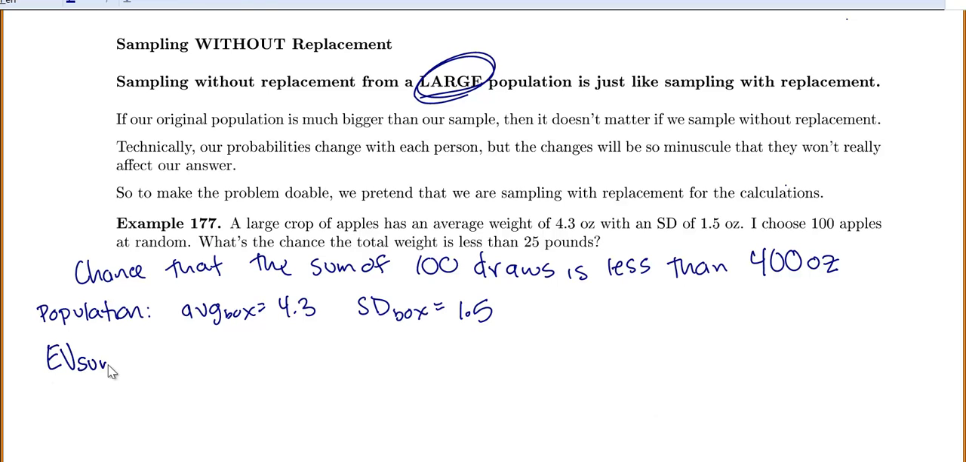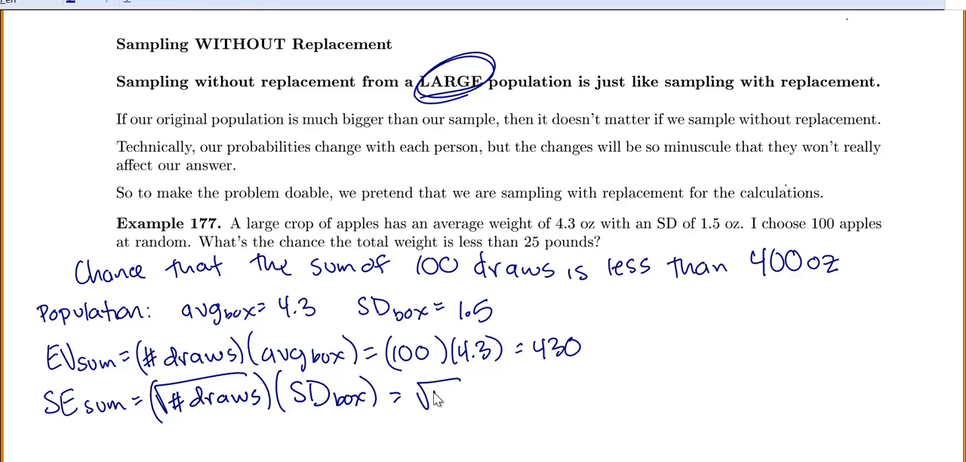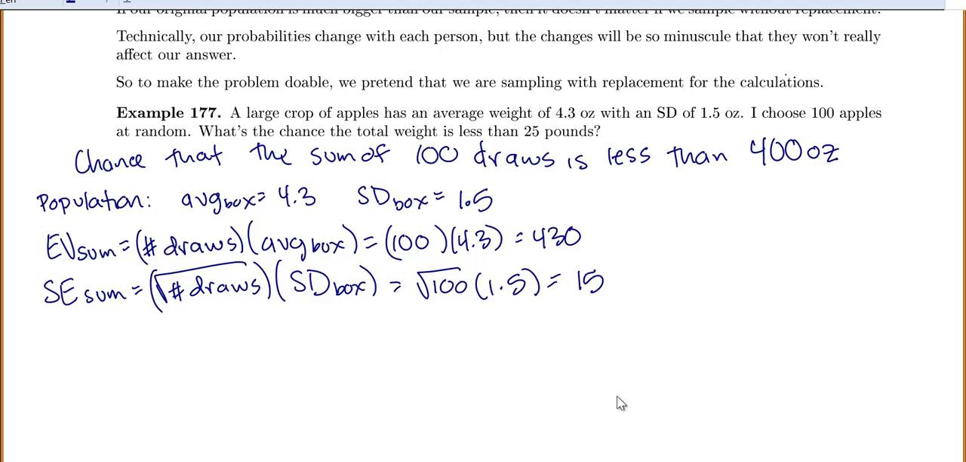So the expected value of the sum is equal to the number of draws times the average of the box. So this is going to be 100 times 4.3, which is 430. And the standard error of the sum is equal to the square root of the number of draws times the standard deviation of the box. So it's the square root of 100 times the standard deviation of 1.5, which gives me 15. So we found the expected value and standard error.